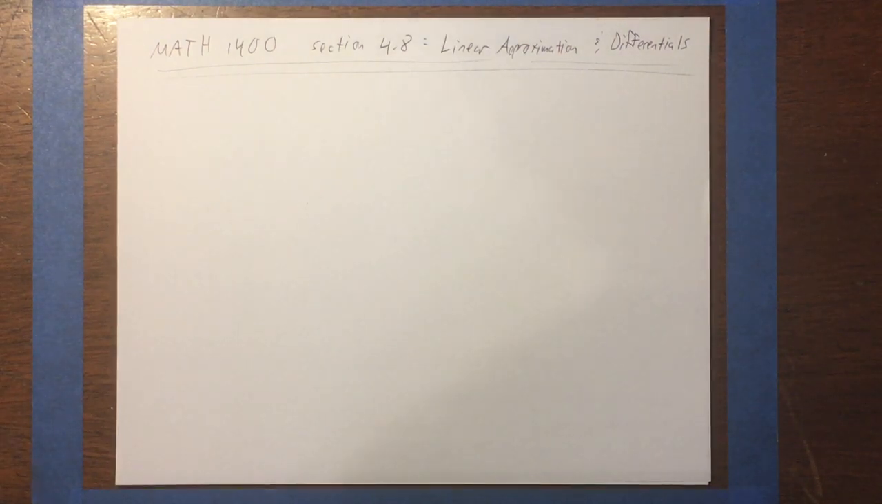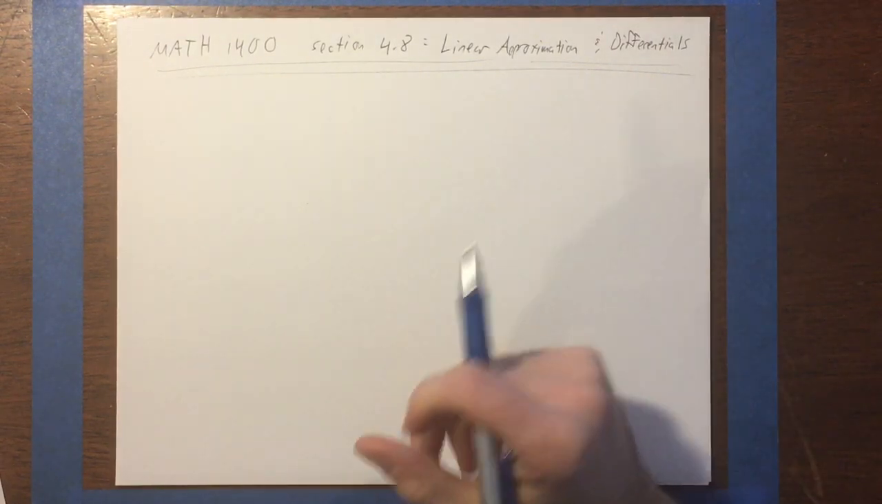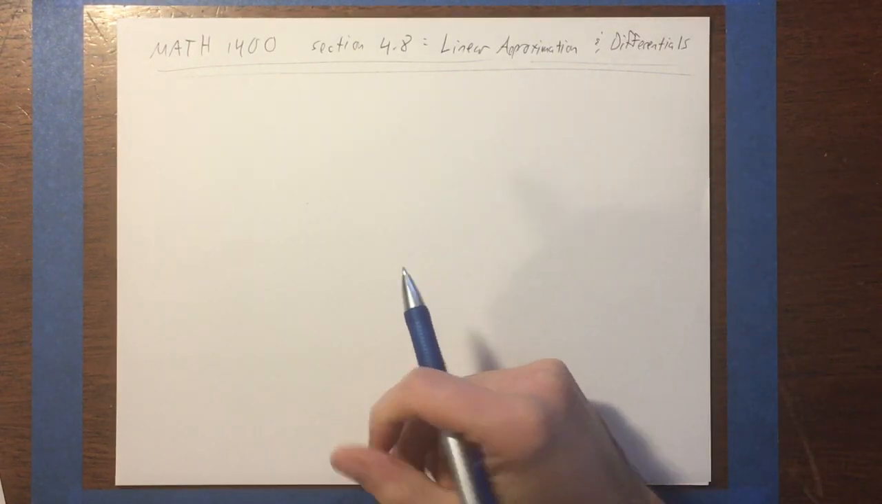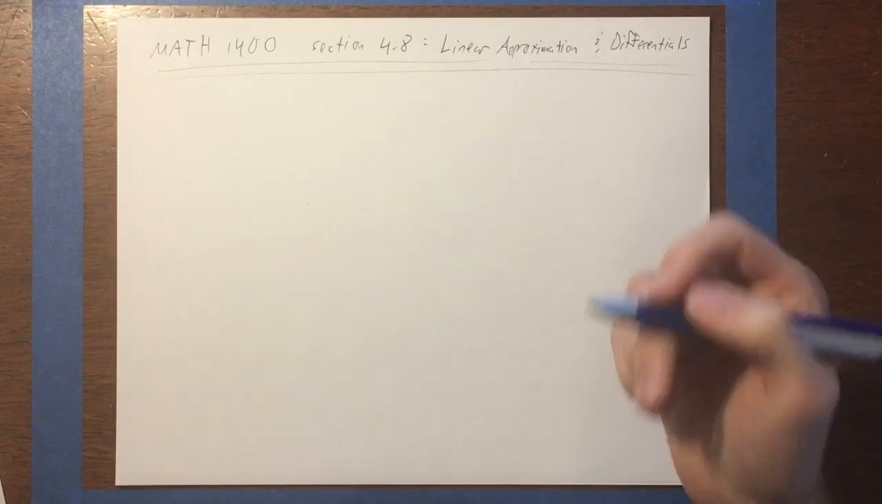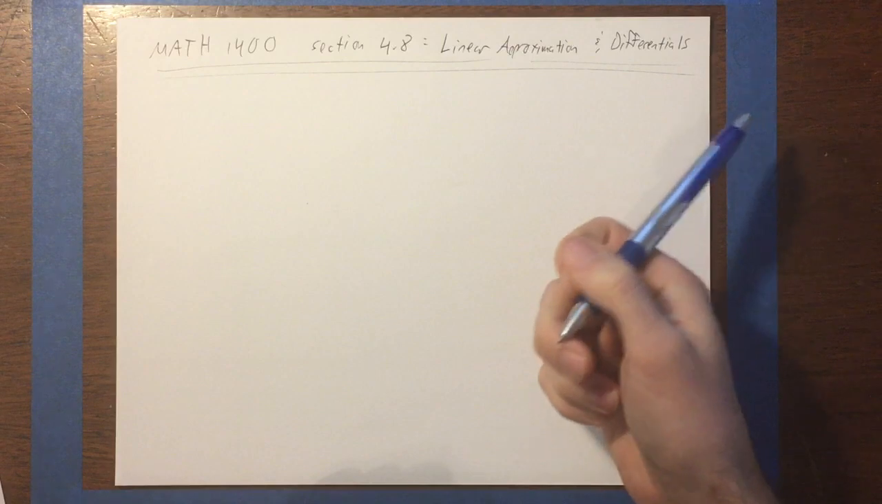All right, let's come to the last section of Chapter 4. This is Section 4.8 about linear approximations and differentials. So in this section, we're going to learn about something which is used in math applications called linearization, which leads to the idea of a linear approximation.